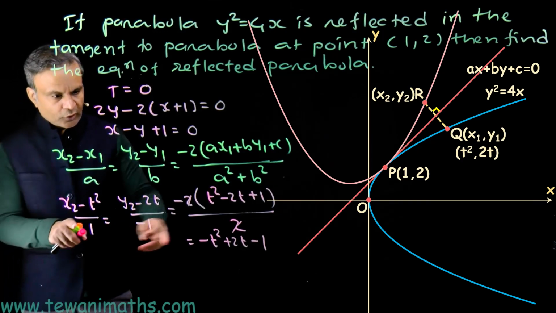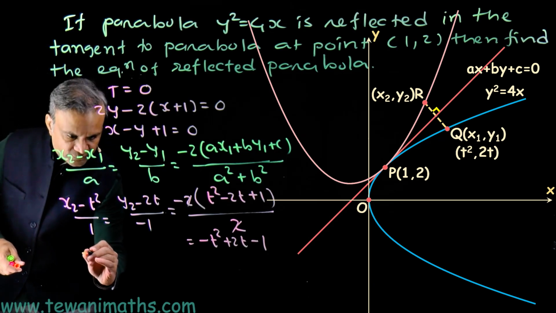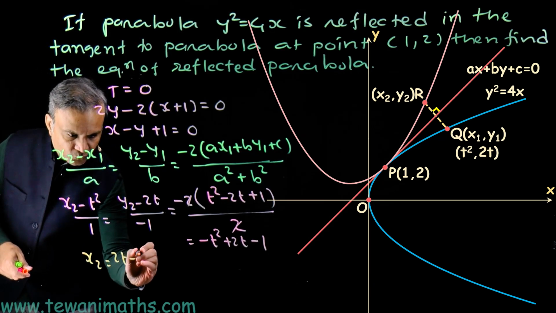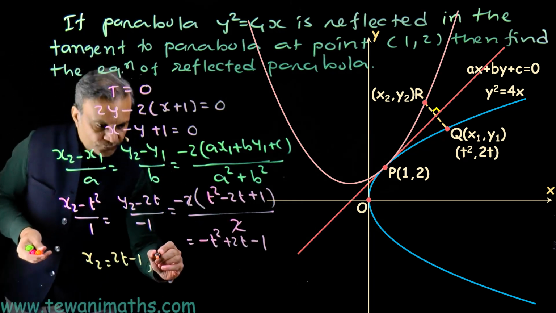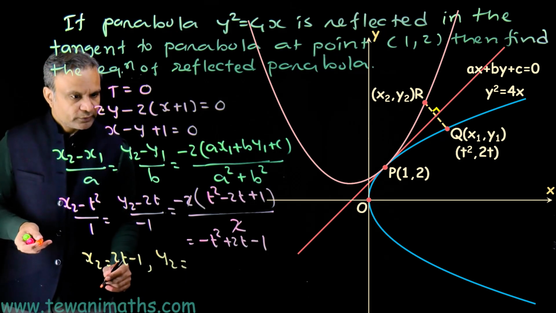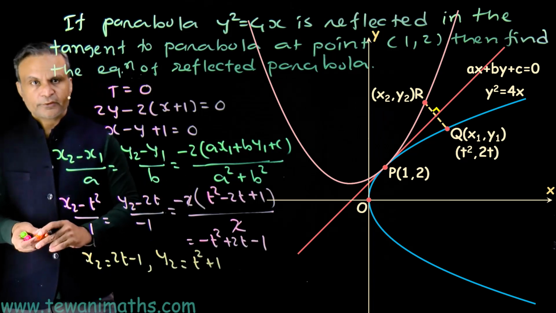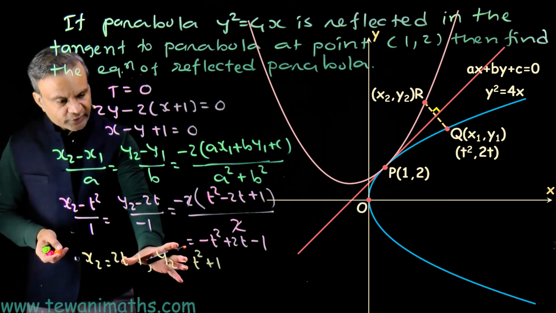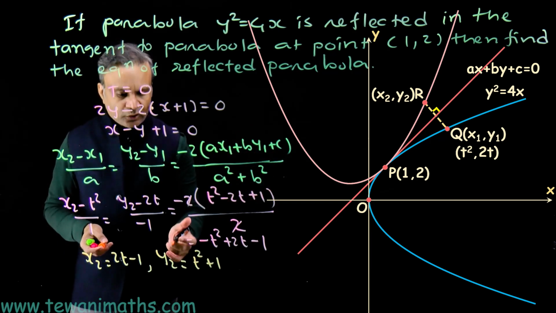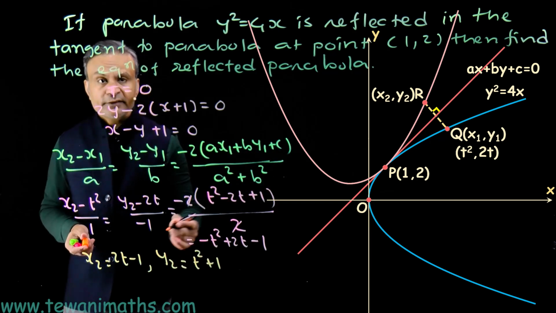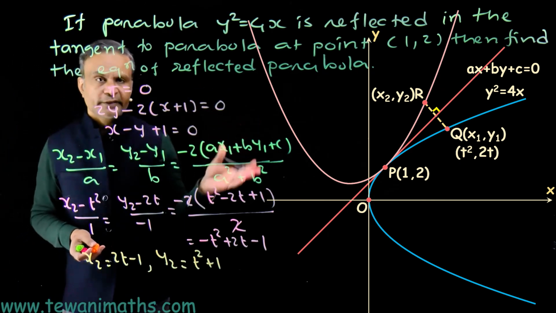From this comparison we get the value of x2. Value of x2 will be 2t minus 1. And from this comparison we will get the value of y2. Value of y2 will be t square plus 1. So these are coordinates of point R, which are in the form of variable t. t is variable, t is parameter of any point on given parabola.